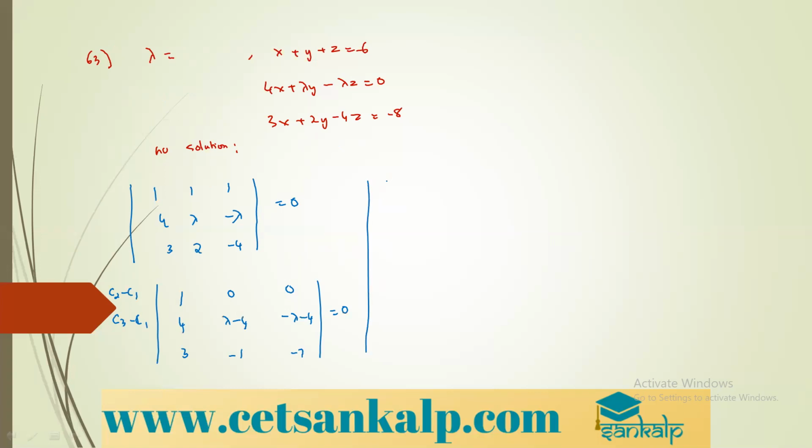So when I expand using the first row, I will have minus 7 lambda plus 28 and then minus lambda. Actually it's plus 4, it will become minus lambda, equal to 0. So I will have minus 8 lambda plus 24 equal to 0, or lambda equal to 3.